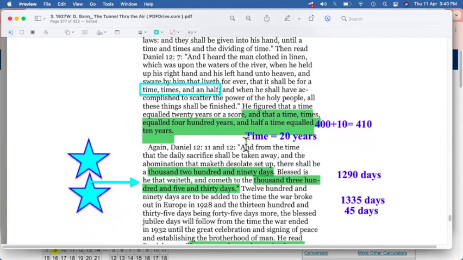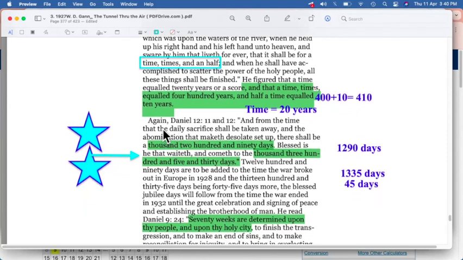Let's try to read further what W. D. Gann has written. We are not looking at this 20-year span specifically at this stage. Again, in Daniel's book, reference has been given: from the time that the daily sacrifice shall be taken away, and the abomination that makes desolate set up, there shall be 1,290 days. Blessed is he that waits and comes to the 1,335 days.